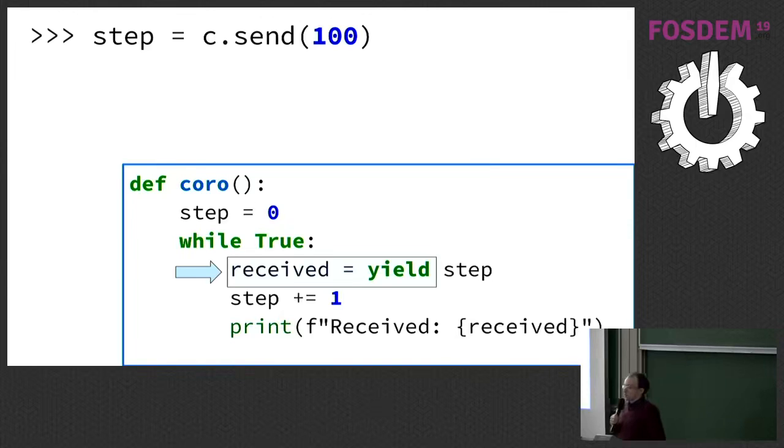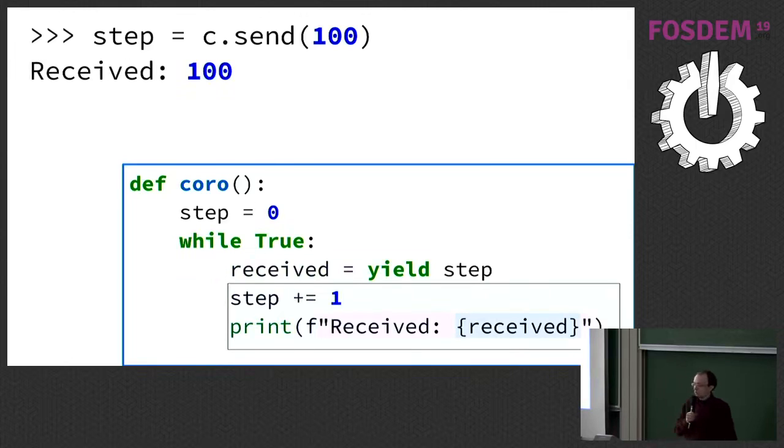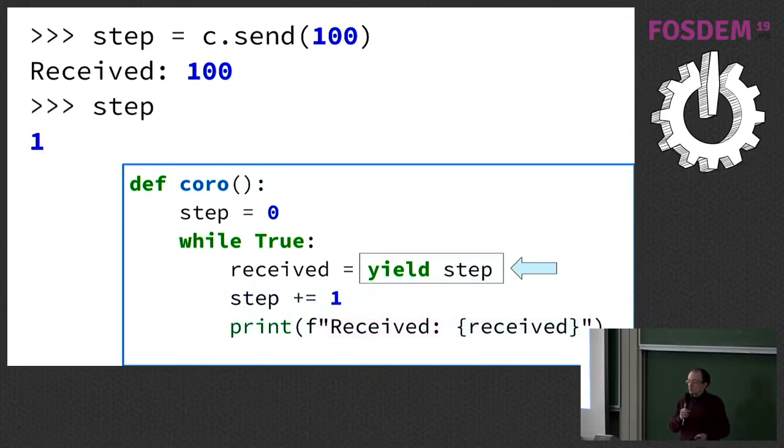Now received is going to have the value 100, and then the rest of the program is going to run. It's going to increment the step, and print whatever I just sent, which is the value 100. It's going to circle back to the beginning of the loop with the while True statement, and then it's going to find the next yield, where it's going to pause again and suspend until I do something about it.